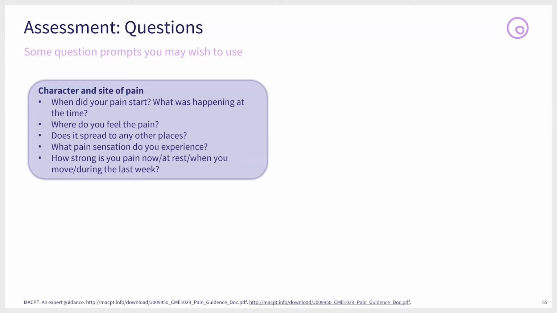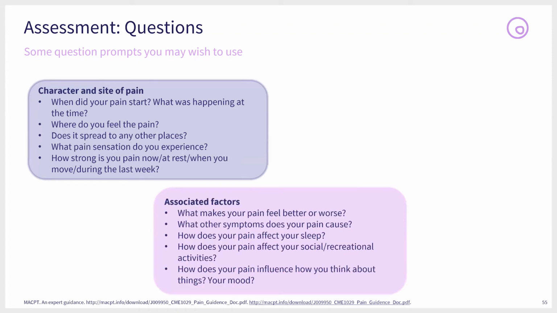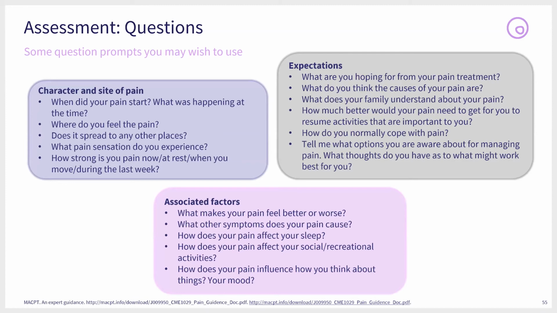So some of the assessment questions that might come up are obviously well known to you, but we often ask about the character and the site of pain. So for example, where do you feel the pain? We will ask about any associated factors. So how is it affecting your sleep, your life, your social life, your recreational life, but also thinking about pain rarely shows itself in isolation from other symptoms. And equally important is, what are the expectations of the person in front of you?